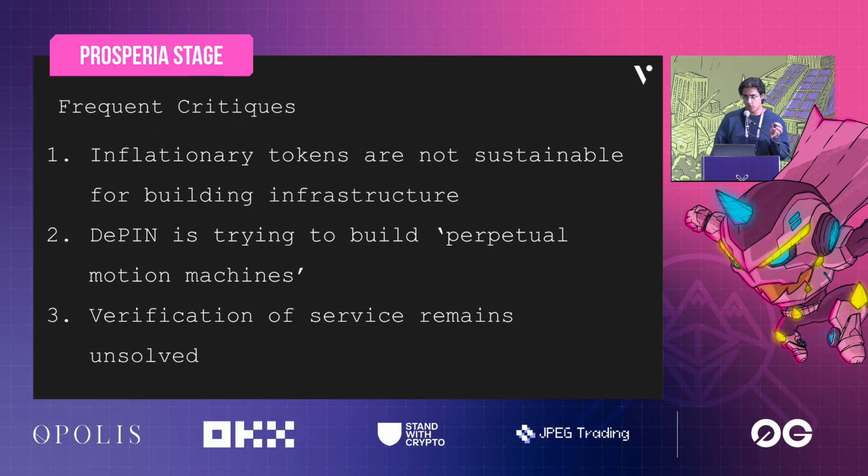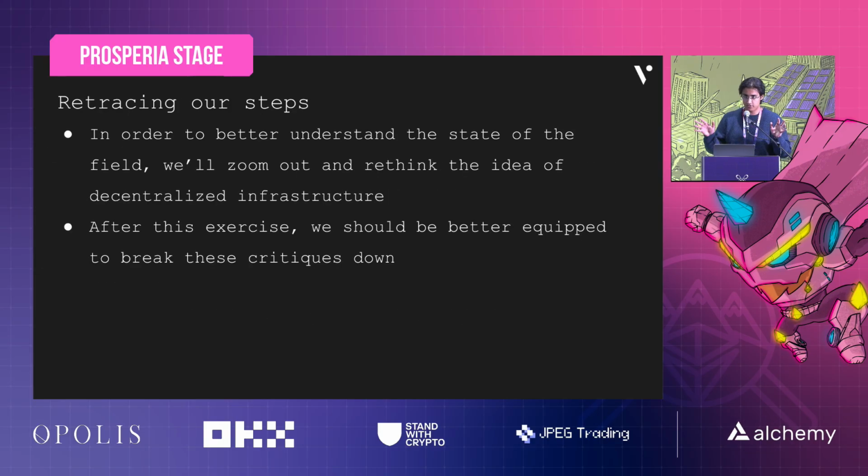So we're going to kind of hone in on three critiques here. One is that inflationary tokens are not sustainable for building infrastructure. One is that DePIN is trying to build perpetual motion machines by creating this network effect that will continue to manifest itself and build on itself. And that verification of service when you go decentralized is an unsolved issue. So in order to better understand that, what I'd like to do is zoom back out, talk about production systems, infrastructure systems in general, outside of a DePIN context, and then think through what happens when you decentralize and what the challenges are posed to protocol designers.